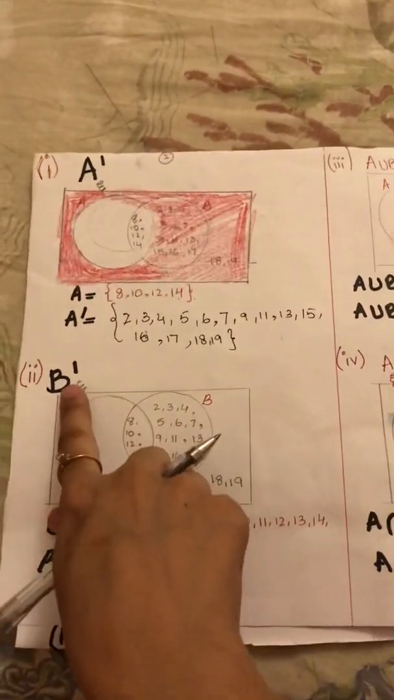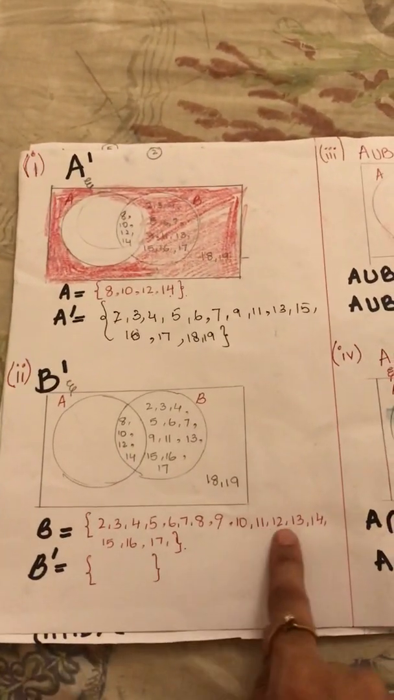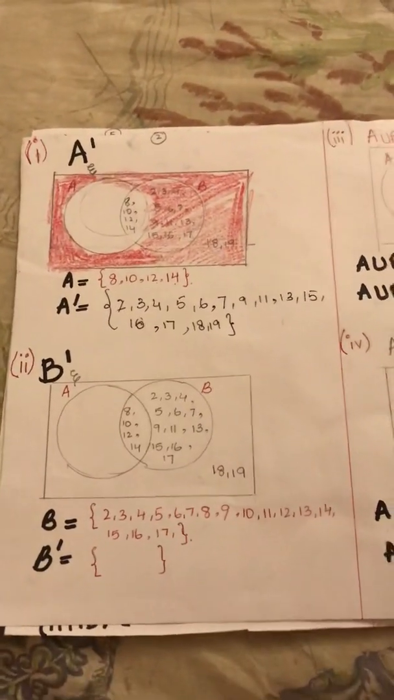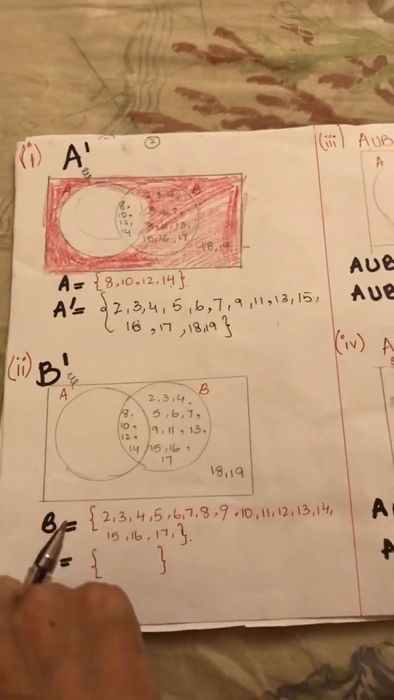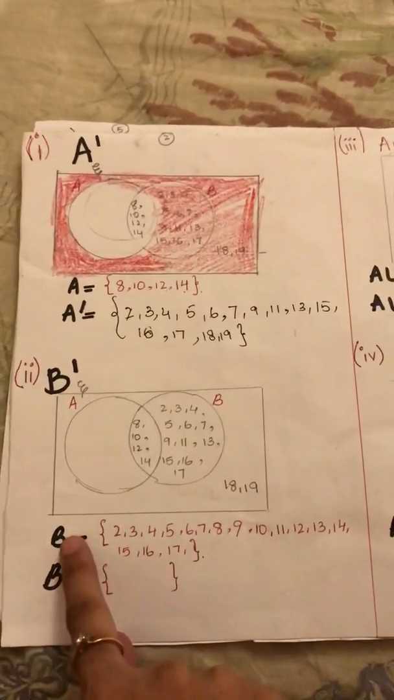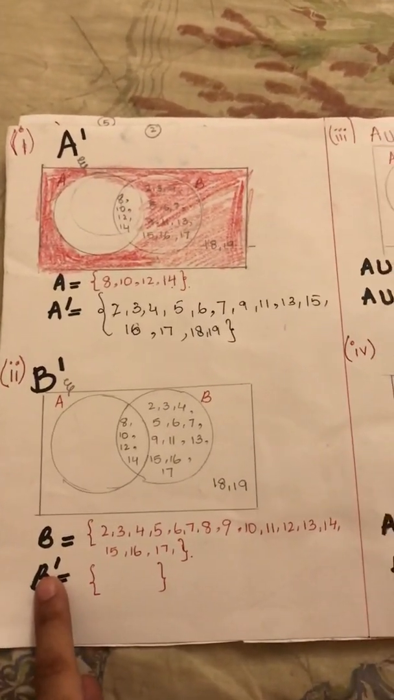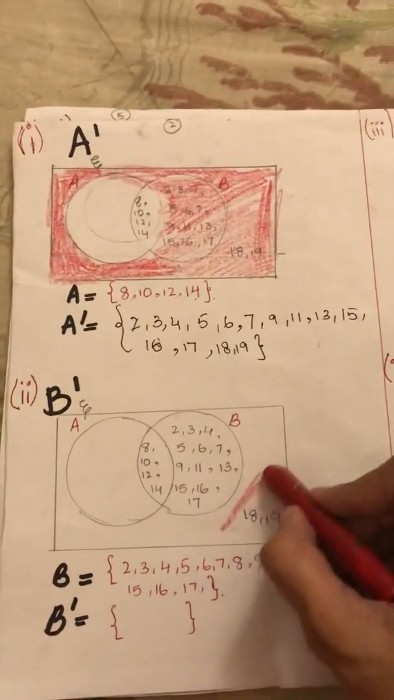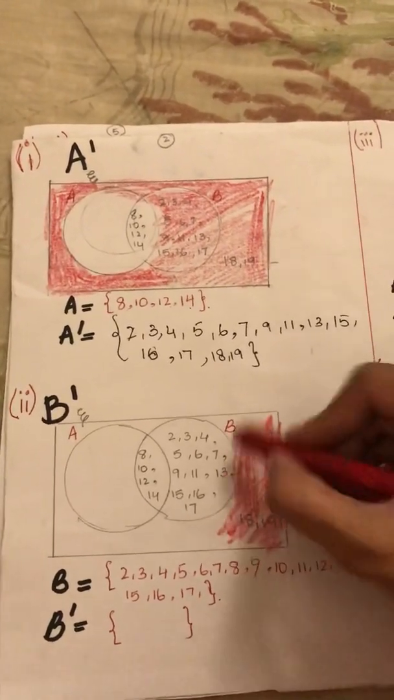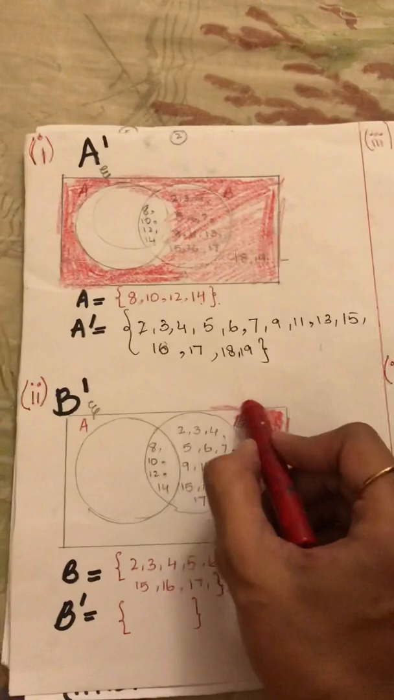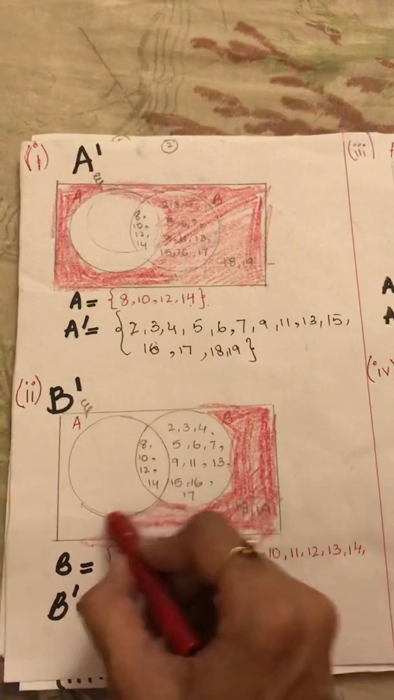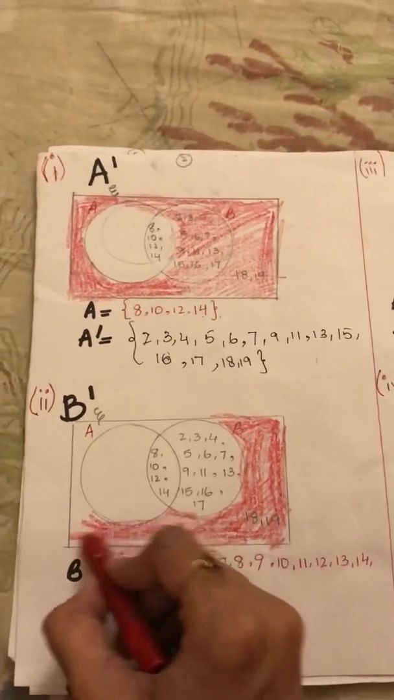Now let's move to B prime. The elements of B are these 2, 3, 4, 5, 6, 7 and all the elements that are present in subset B. So what is not B is actually B complement, or B prime. Let's also shade this. I have actually pre-drawn all of the sets, so it will help us make a quick video.